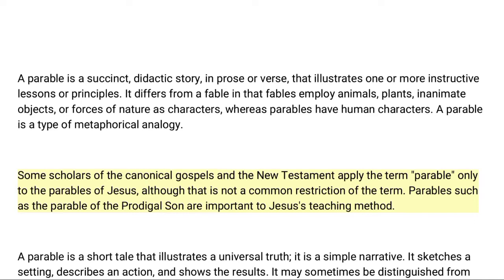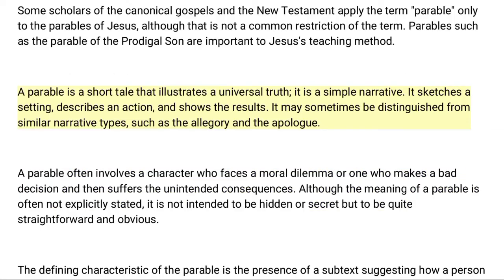Parables such as the parable of the prodigal son are important to Jesus's teaching method. A parable is a short tale that illustrates a universal truth. It is a simple narrative. It sketches a setting, describes an action, and shows the results. It may sometimes be distinguished from similar narrative types, such as the allegory and the apologue.